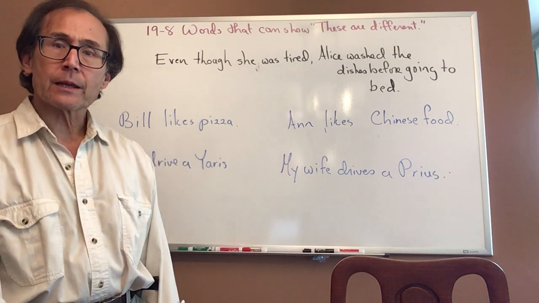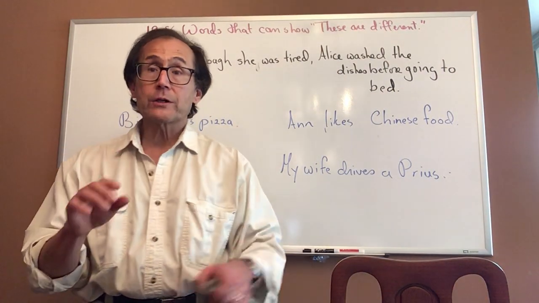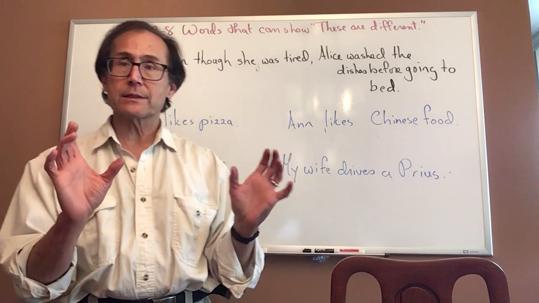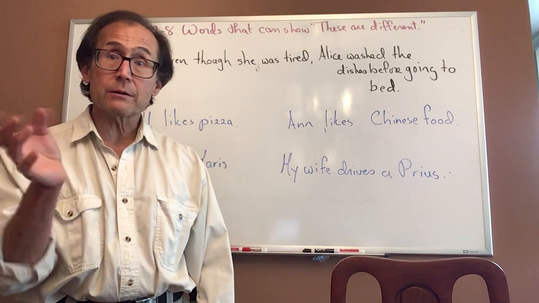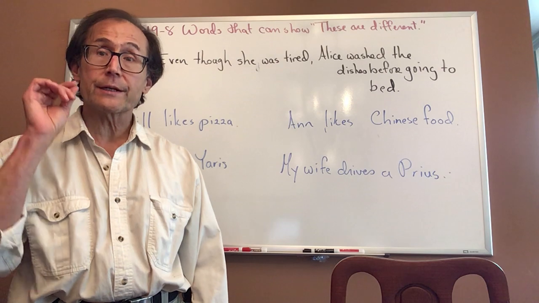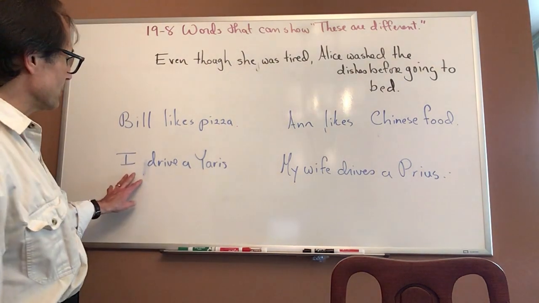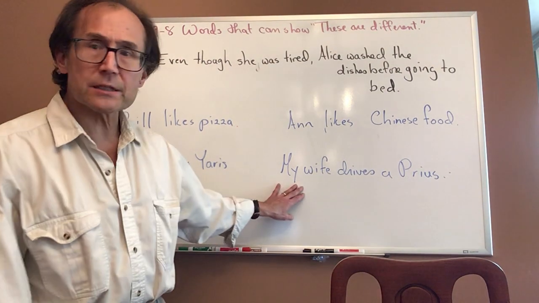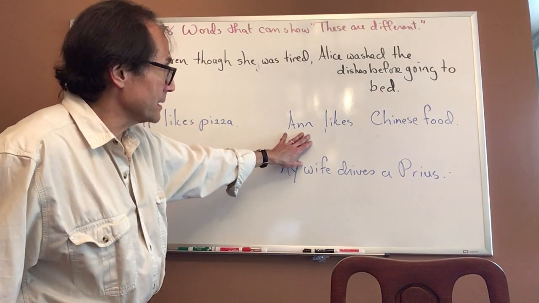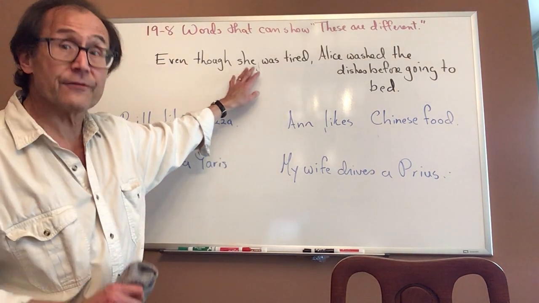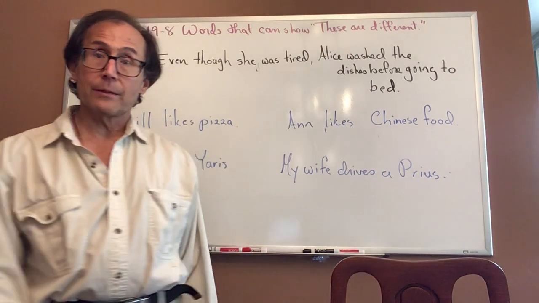I hope that's clear. Okay, I'm going to erase this second thing, but I want to make clear that what we're talking about here are two ideas or two sentences that are different. I want to show that they're different, but they're not like even though or although. They're not showing that this is unexpected or surprising. That's a good way to put it. If I drive a Yaris, it's not surprising that my wife drives a Prius. If Bill likes pizza, it's not surprising that Anne likes Chinese. But if Anne is really tired, it is surprising. It is kind of unexpected that she stayed up and washed the dishes.